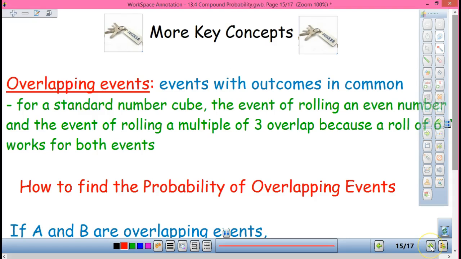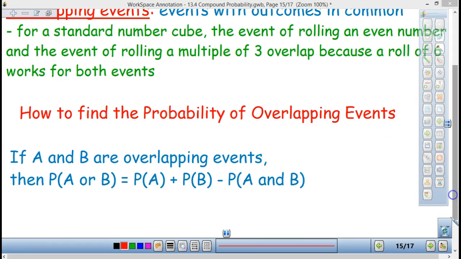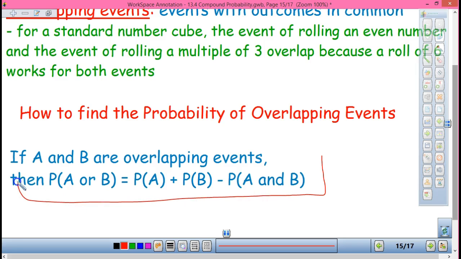All right. Overlapping events. This is where things become a little bit more complicated. This is our formula. It's on the front of your book. So we're going to take probability of A plus the probability of B. So we're going to add them together. How do I find A and B? What's that and mean to do?